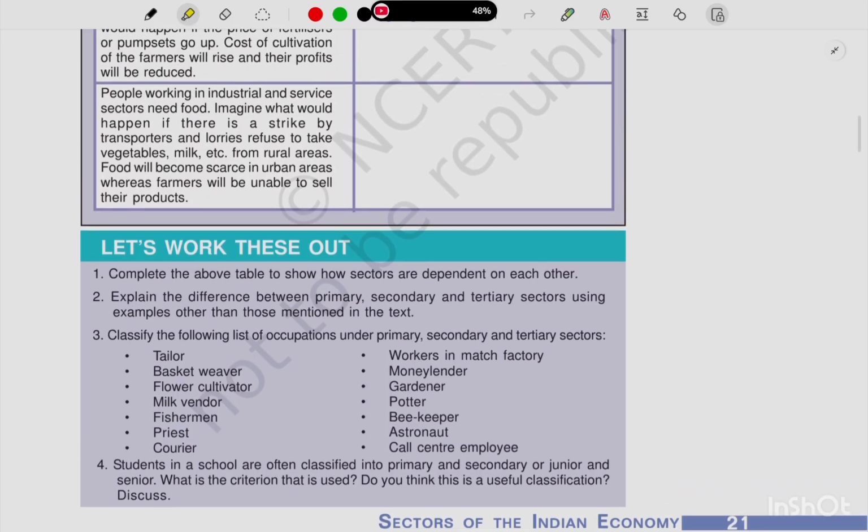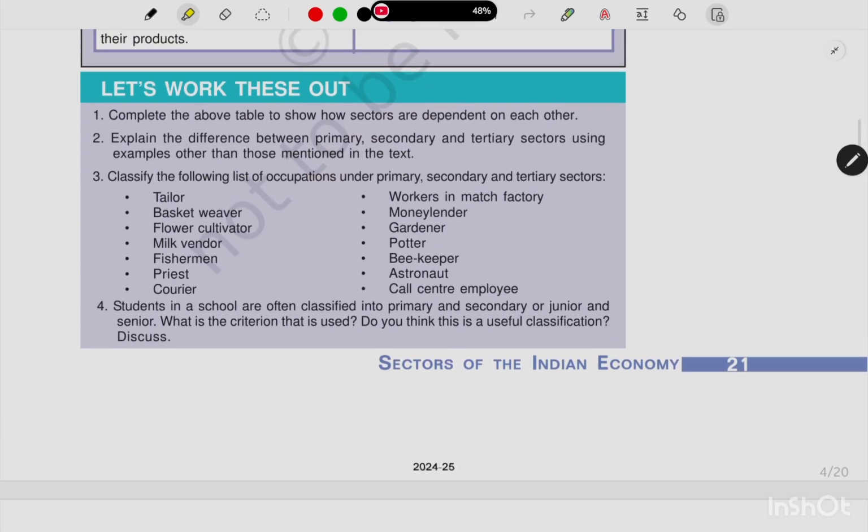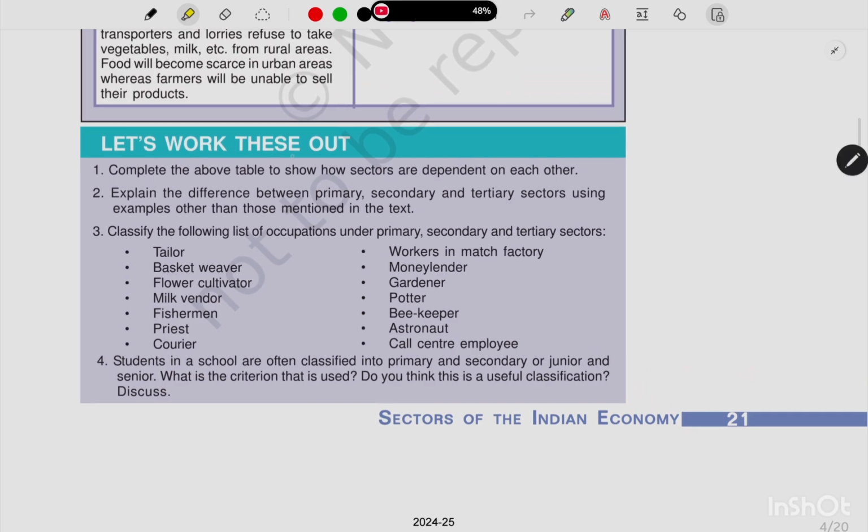Now, this is analyzing all the different situations. So, Bloom's revised taxonomy level 4. Alright, let's continue. Level 4 or 5, I forgot. So let's work these out. Complete the above table to show how sectors are dependent on each other, which we did. Explain the difference between primary, secondary and tertiary sector using examples other than those mentioned in the text.